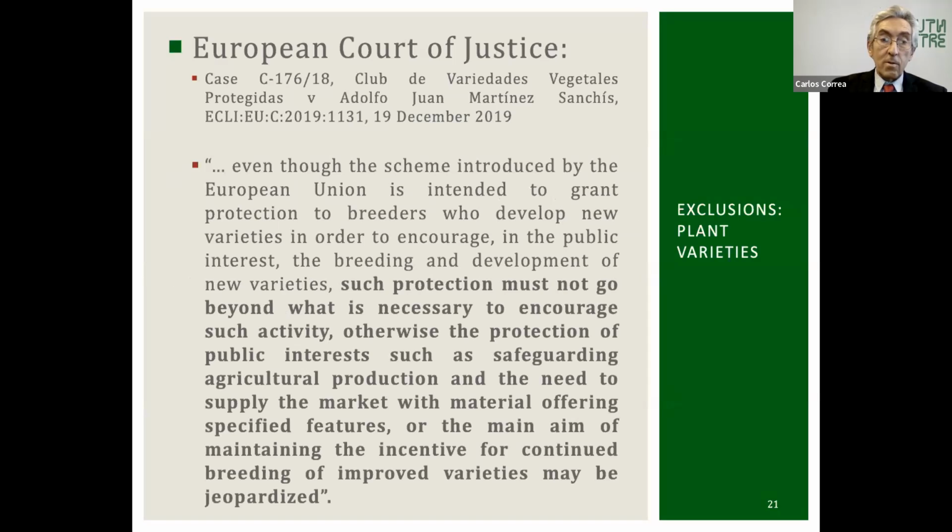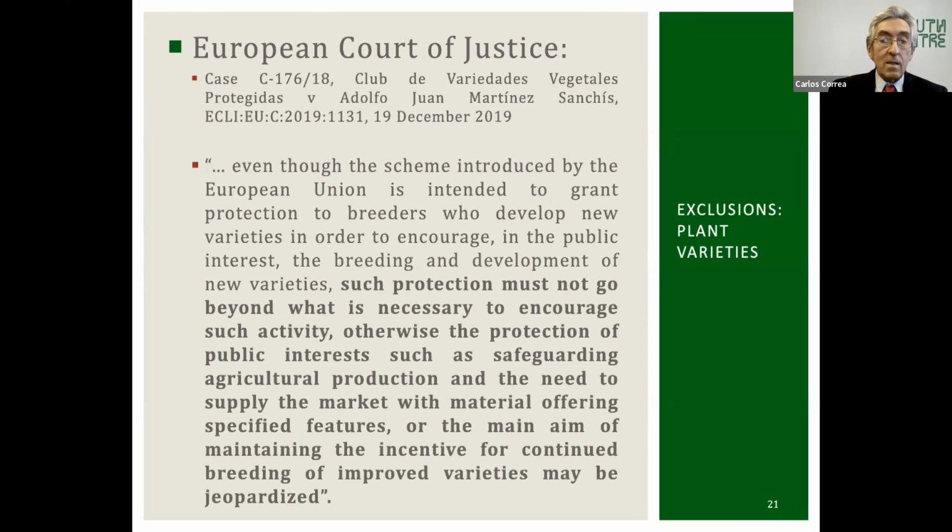This decision is also interesting, and this is a decision that was made in December 2019. And it shows a concept by the European Court of Justice that I think would be useful also to be taken into account in other jurisdictions. I will read one paragraph of this decision.